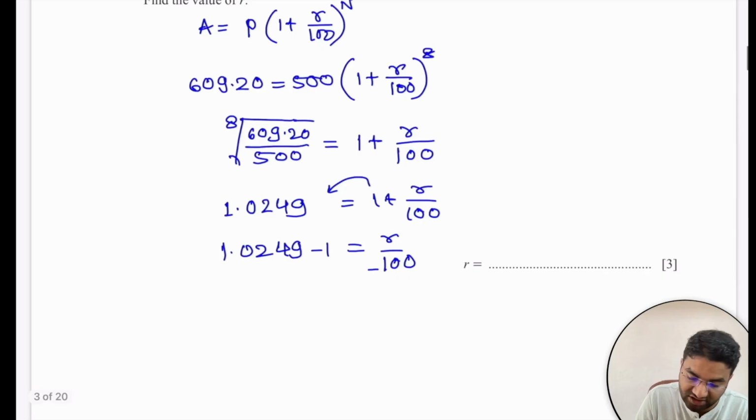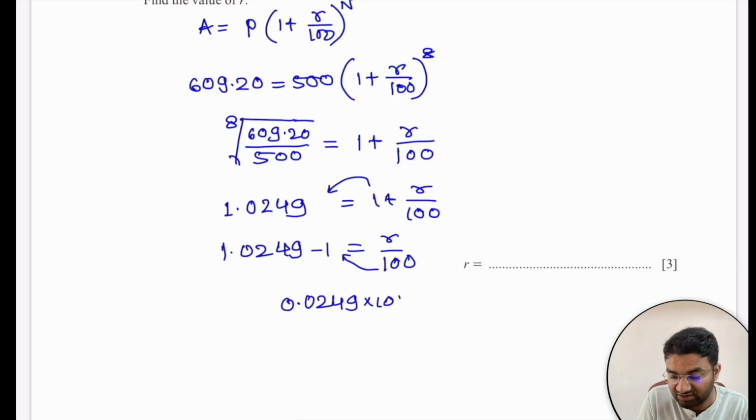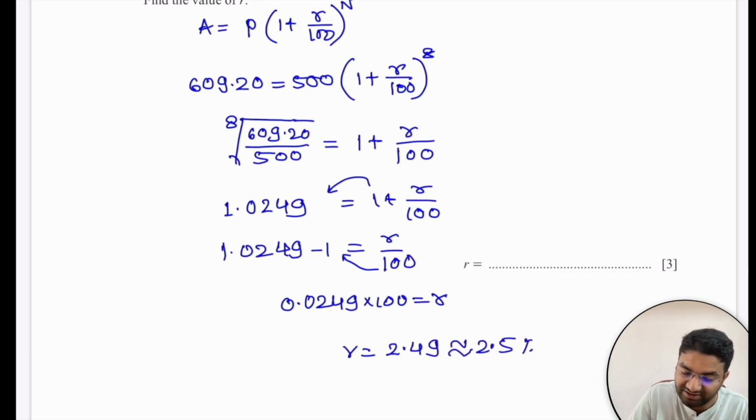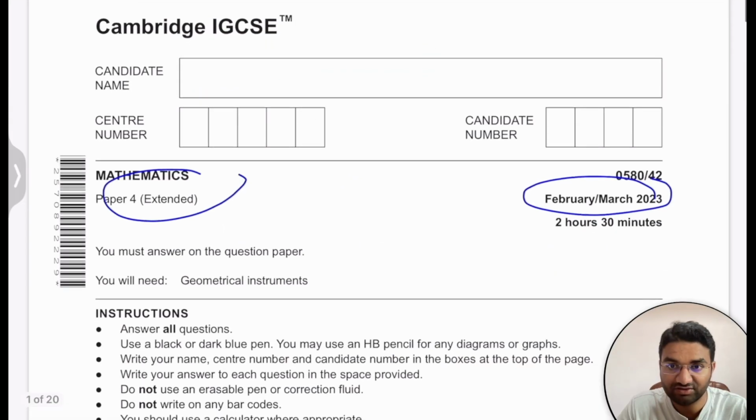Then you have to transfer 100 to the left hand side. Okay, so it will be 0.0249 times 100 is equal to R. Meaning you just have to shift the decimal point 2 places to the right when you multiply by 100. So it will be 2.49, and it's around 2.5% is the rate of interest. Okay, so this is how, step by step, you have to write answers to get 3 out of 3 marks. We will discuss question 2 here.